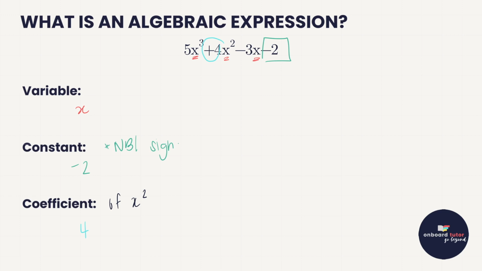Another thing that's important to remember is the word term. We need to know how many terms we are dealing with. And terms are separated by plus and minus signs. So if we look at those, we can see we are dealing with 1, 2, 3, 4 terms here. Okay, so that's the basic terminology behind an algebraic expression.